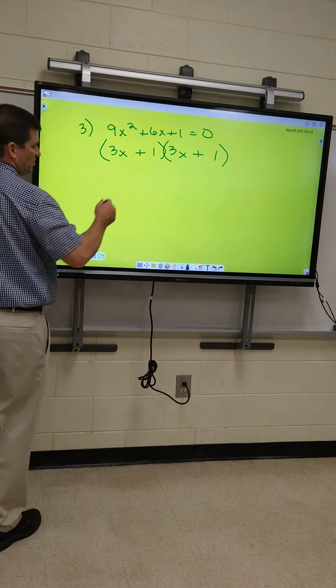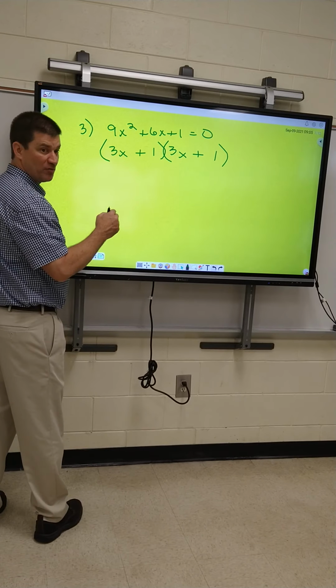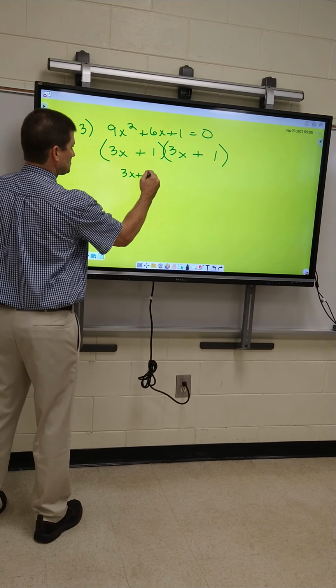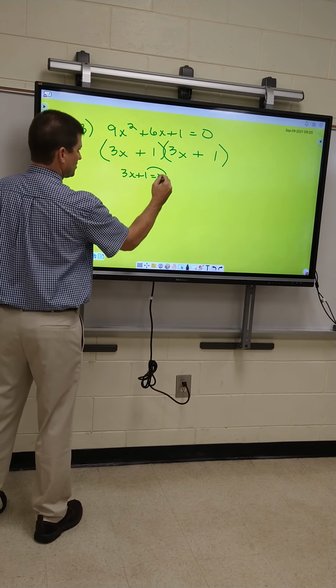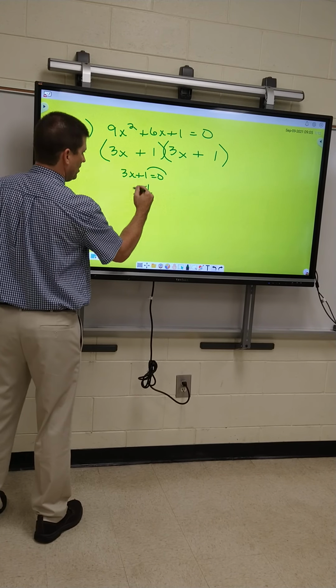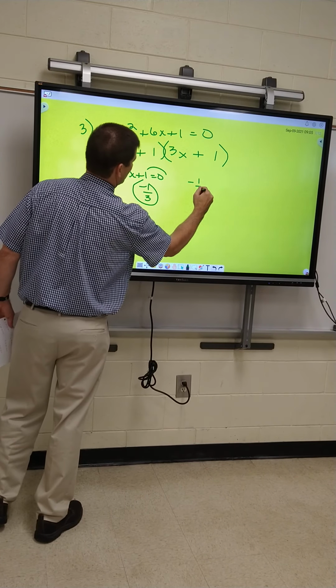Tyler, what's this first answer going to be? It's going to be negative 1 over 3? Yeah. Because look, you got 3x plus 1 equals 0. So if I move this over, that's negative 1 divided by 3. Same thing on that one, negative 1 over 3.